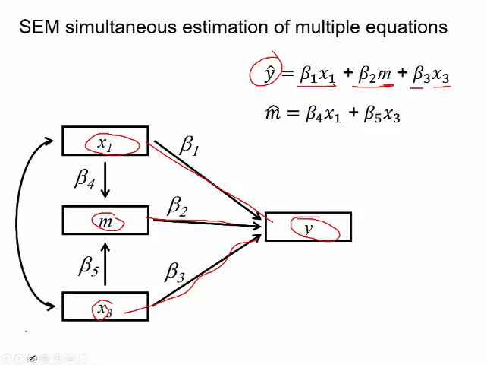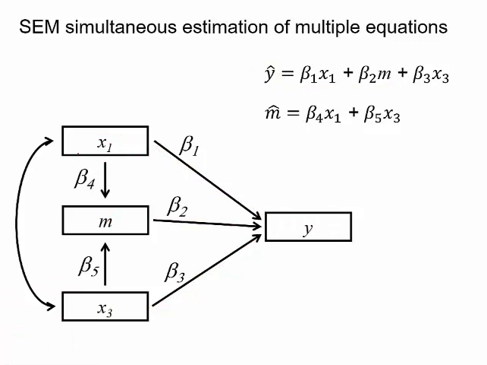The only thing that's different is that I've added these extra arrows, and rather than looking at a correlation here, I've changed and I'm saying x1 predicts m and x3 predicts m. So I've got this equation where I say the predicted m is equal to this slope 4 times x1 plus this slope 5, this beta 5, times x3. So this picture that I have on the left has 2 regression equations embedded in it.